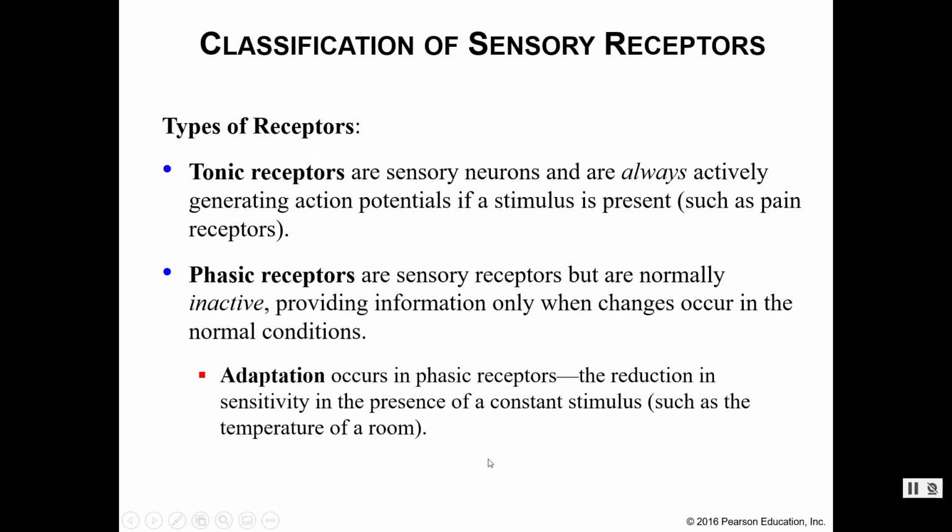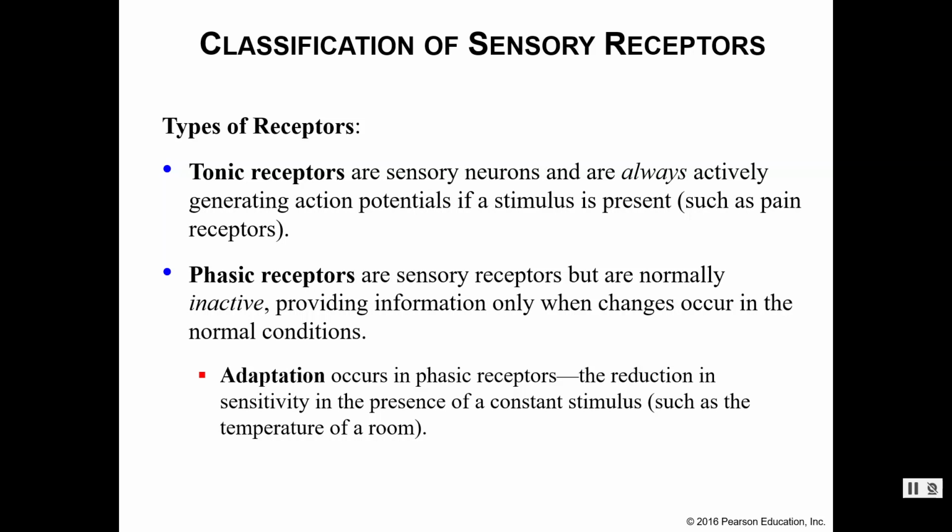And then we can classify receptors based on how they work. So we have tonic and phasic receptors. Your tonic receptors, these are always actively generating action potentials if a stimulus is present. So for example, pain receptors are a type of tonic receptor. So this should make perfect sense. If you are in pain, you should be continuing to receive those pain signals, which kind of stinks because a lot of times if we're in pain, the pain doesn't immediately go away.